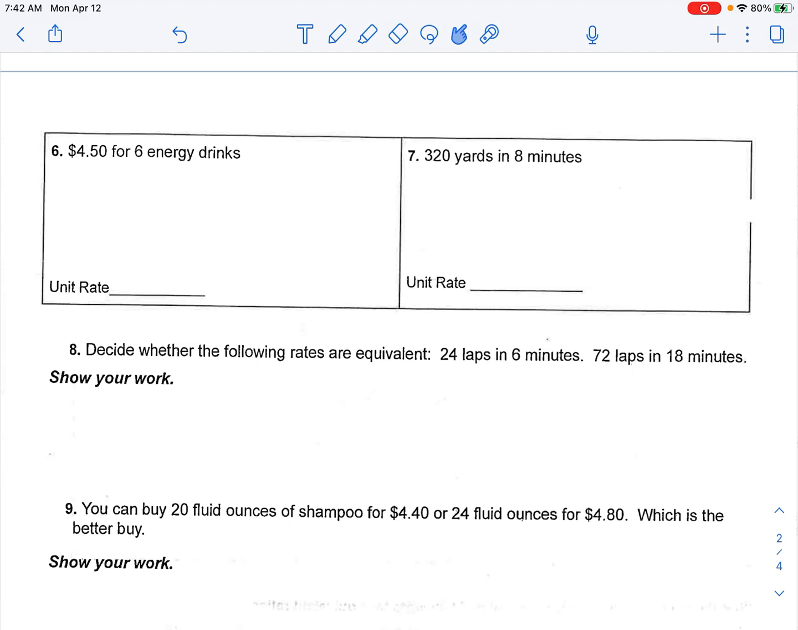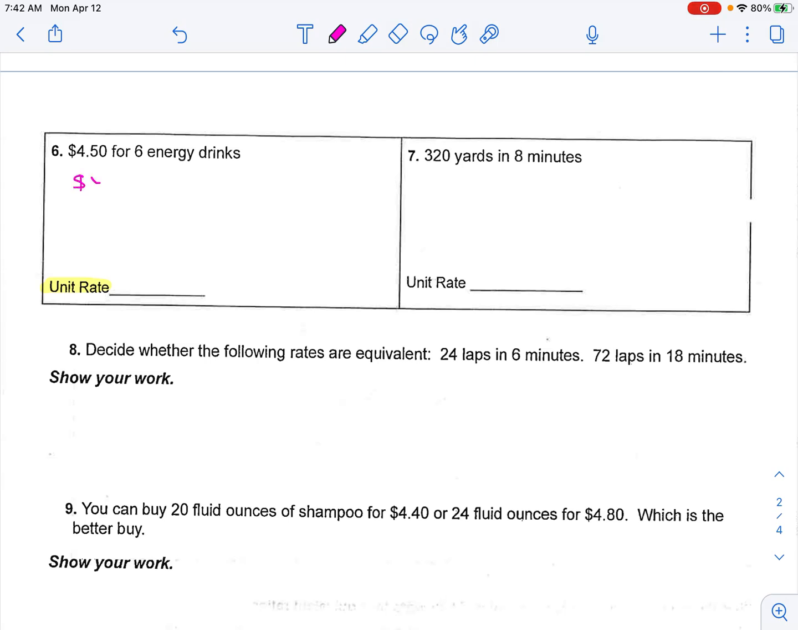All right, moving on to page 2. So if I go to Kroger and I find a 6-pack of drinks and the price is $4.50, I'm trying to figure out the unit rate or the unit price. How much am I paying for 1 drink?